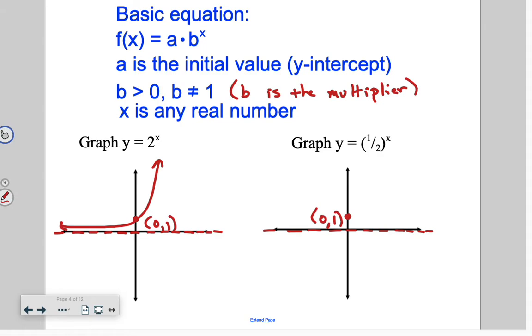Okay, because think about if you're multiplying something by 1/2. Well, now you've only got half as much. Then you've got half of that and half of that, and so it's actually getting smaller and smaller. So instead of exponential growth, you're going to have exponential decay. It's going to look something like that. You start off with something and it decays at a rapid rate.